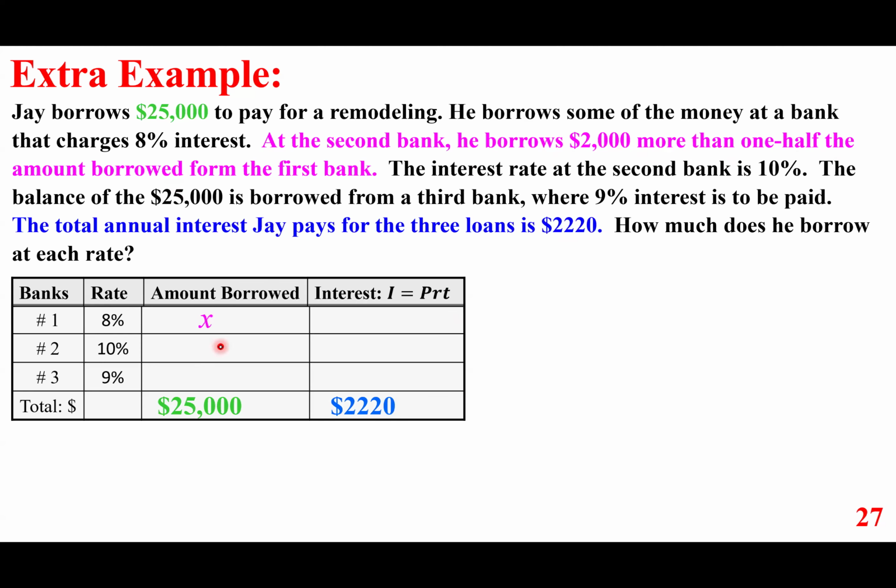How about the second one? Who knows? Y. How about the last one? Z. And then we're going to make up equations because I want to go with the system of equations. So I equals PRT, the product of these two times T, and T is 1. Annual interest means T is 1. We're talking about 1 year. So we pay 0.08X here, 0.1Y here, 0.09Z here.